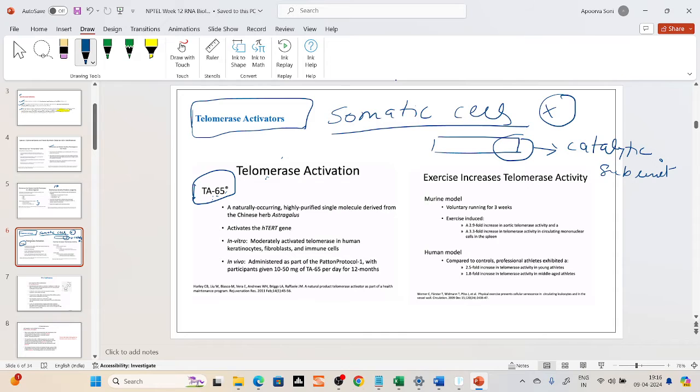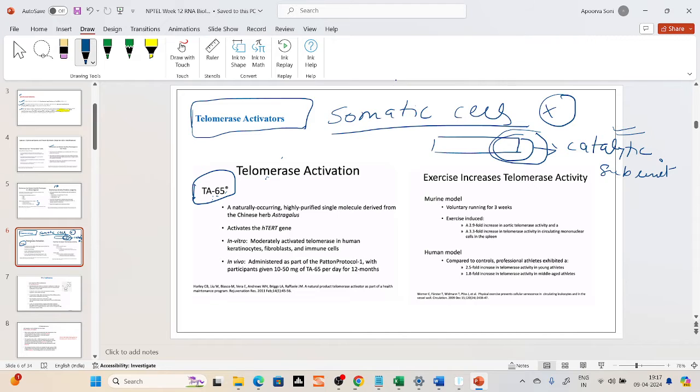So if you want to transfect telomerase into any cells, no need of transfecting the whole telomerase. You just need to transfer the catalytic subunit. This would increase the chances of transfection also, because smaller the molecule, greater the chances of transfection. So what happens is that this telomerase activator 65 activates this catalytic subunit. Okay. In vitro, it has been shown that it moderately activates telomerase in human keratinocytes, fibroblasts, and immune cells. And in vivo also, it has been administered, and it has been shown to activate the telomerase activity.